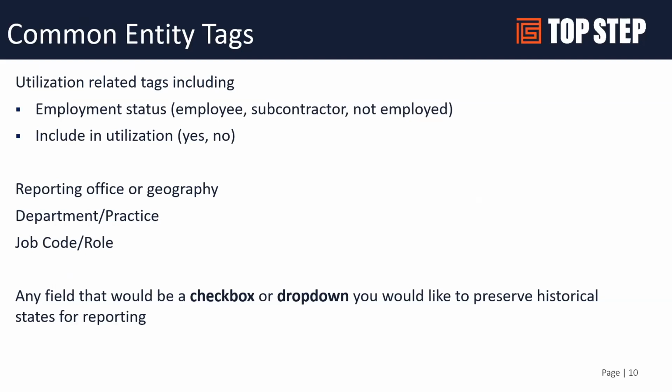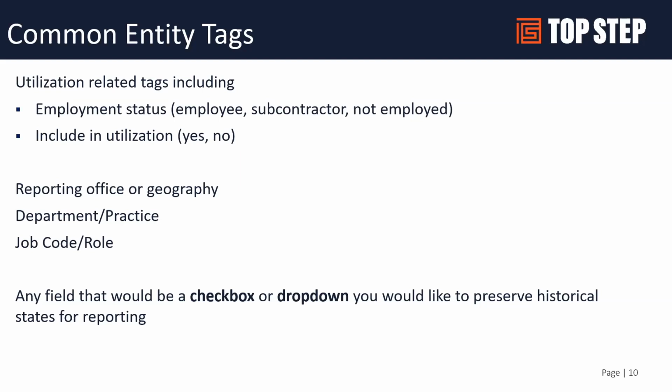So we talked about department. Let's talk about a couple of other really common ways that these tags are used. One is utilization. I highly, highly, highly recommend using entity tags to track utilization, and here's why. We can set an employment status, which shows us when an employee was or was not with the company. And also, what if they've changed employment type? So if we move from employee to subcontractor, so on and so forth.